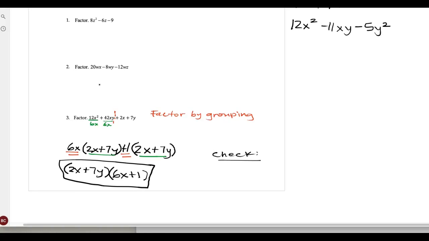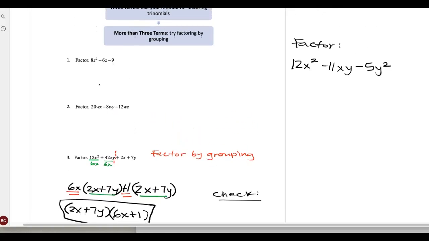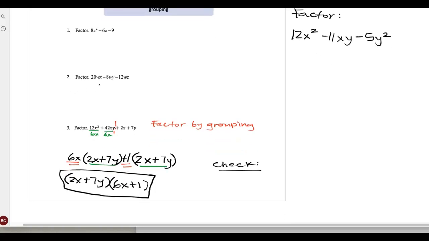All right. So if there's 4 terms, think of that factor by grouping. All right, let me look and see here. Sorry, I kind of went.